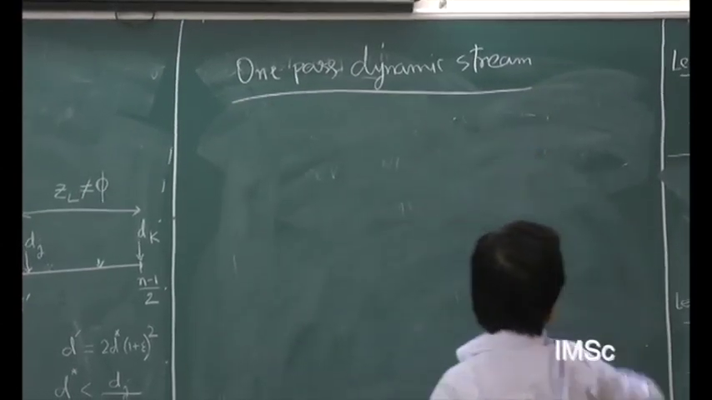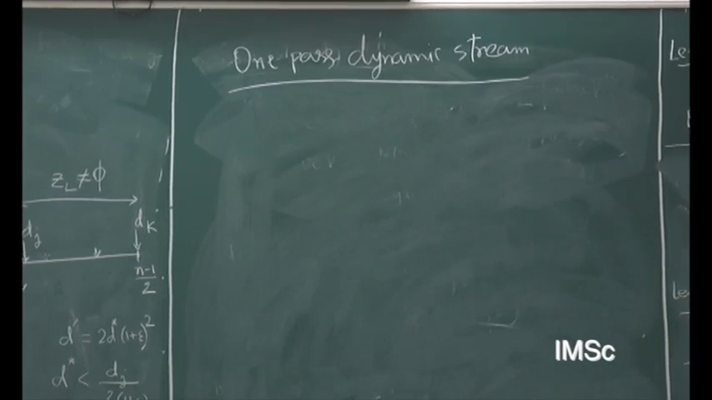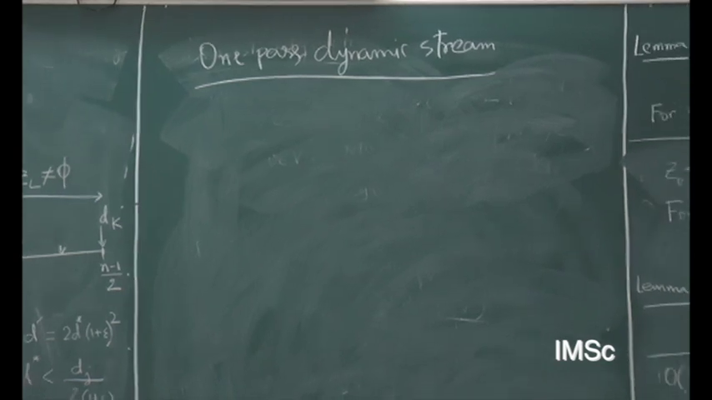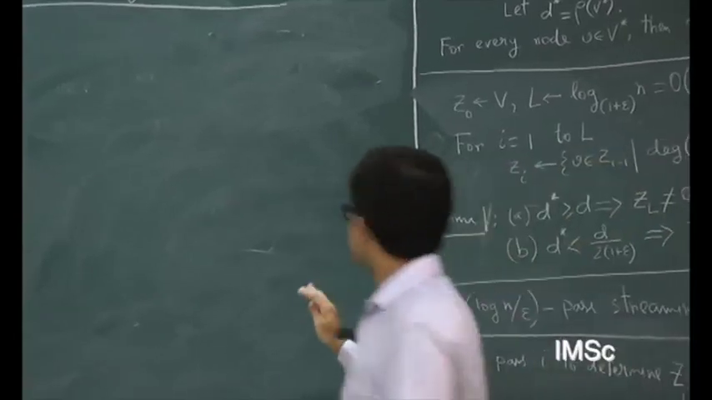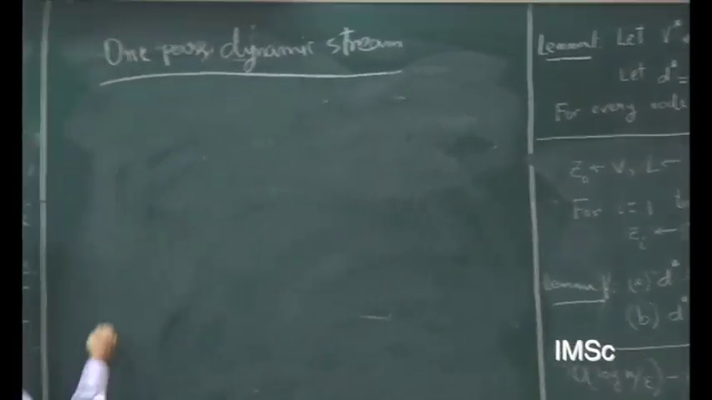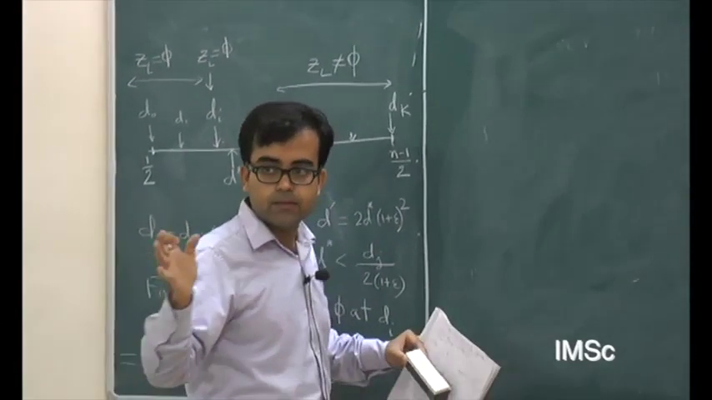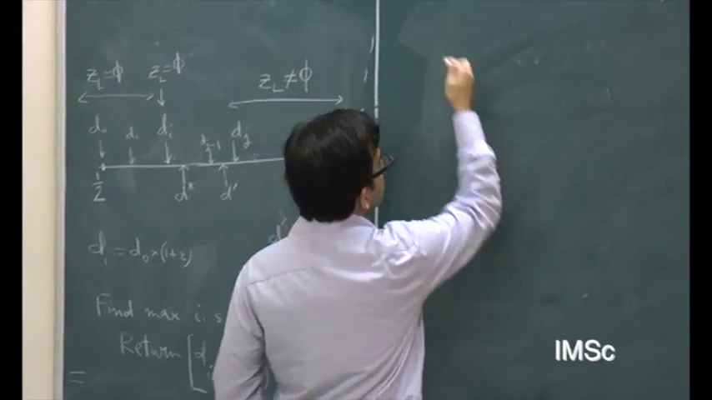We will now see how to make it a one pass algorithm that works in dynamic streams, insert-delete streams. For that, fix d. We are just going to show that we can implement this procedure in one pass. Then it's fine, right? Because again, we can run for different values of d in parallel. So for the rest of this lecture, just fix d.